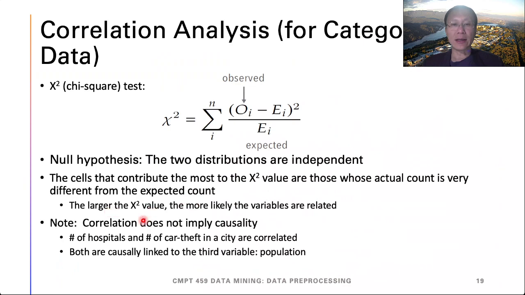Here, one thing we need to keep in mind is that correlation is not causality. Meaning, if we see two attributes correlated, it doesn't mean one attribute is the reason or the cause of the other. For example, the number of hospitals and the number of car thefts in a city are correlated, but both are causally linked to a third variable, for example, population.